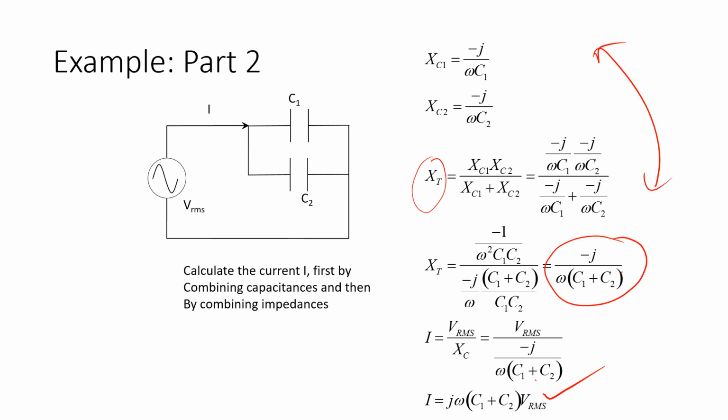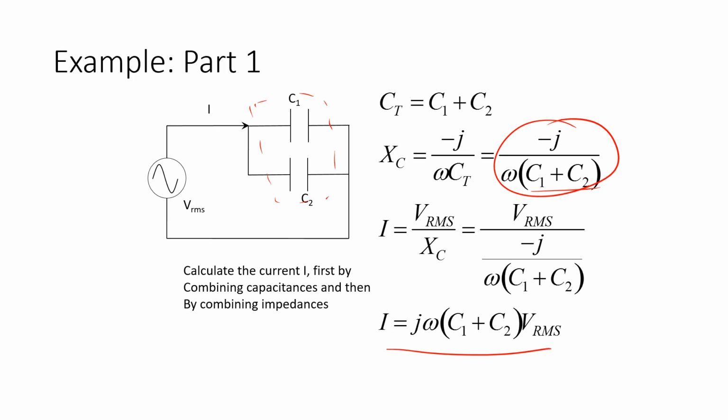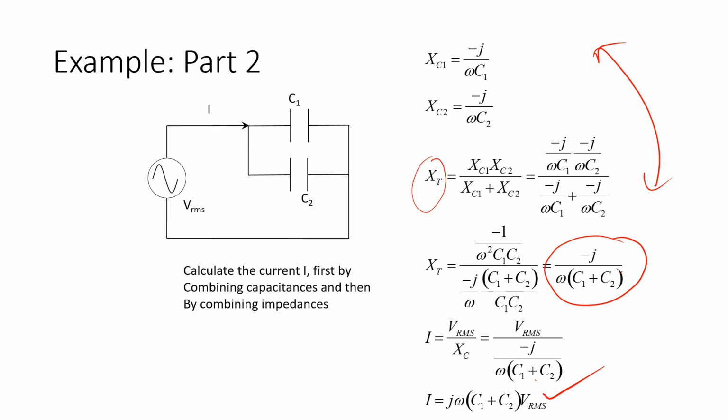You could imagine that if we had capacitors in series, then taking the approach of adding one capacitance to the next first, I would have to go through the product over sum, and taking the approach of the impedances, I would just add them.